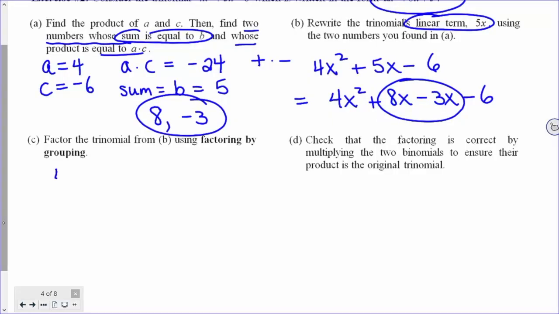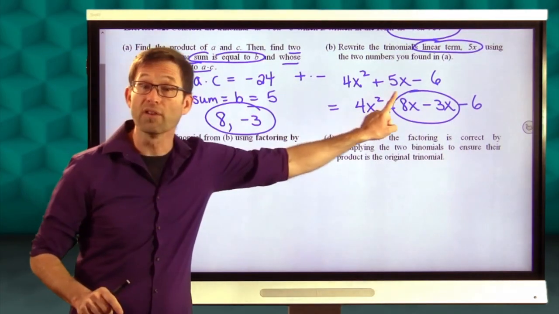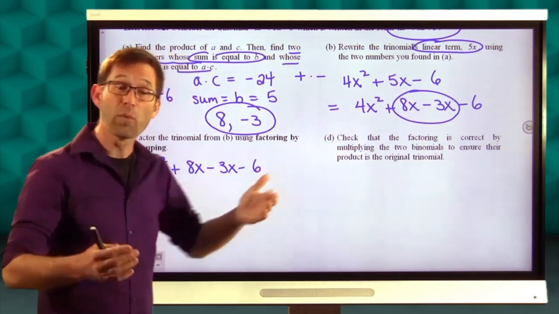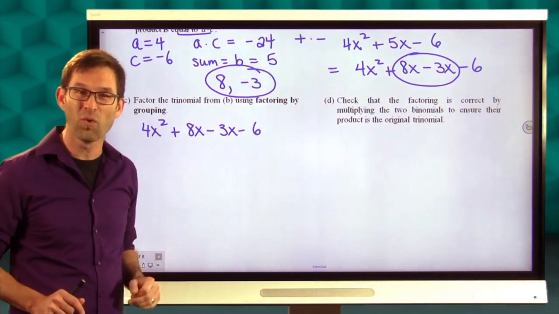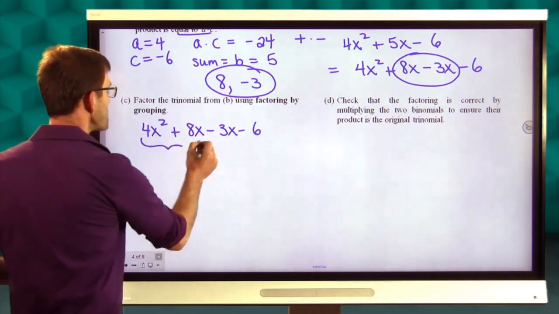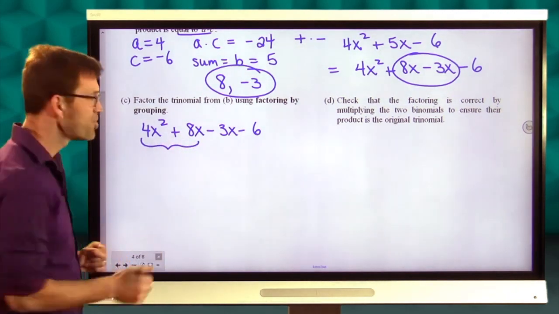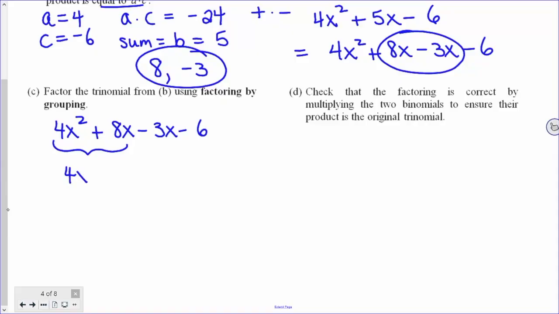So now we can take our 4x squared plus 8x minus 3x minus 6, which is, again, algebraically equivalent to the original trinomial, and we can factor it by grouping. We're guaranteed to be able to factor it by grouping now. Isn't that kind of cool? So just like in exercise number 1, we can take a look at this binomial, and we can factor out a 4x, and that'll be 4x times x plus 2.